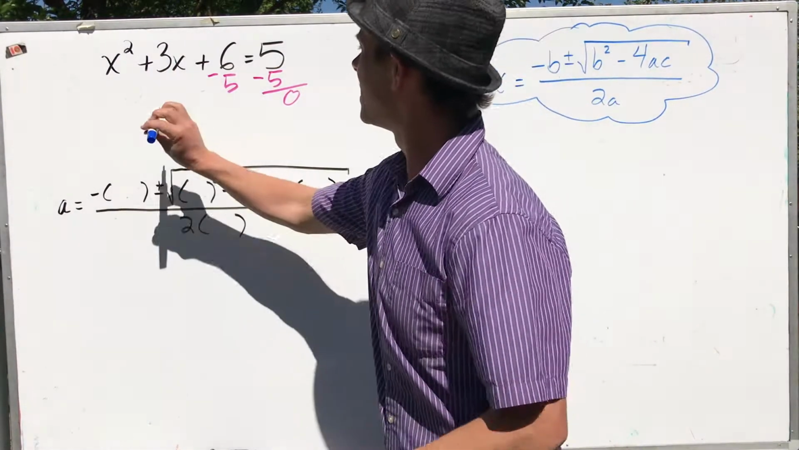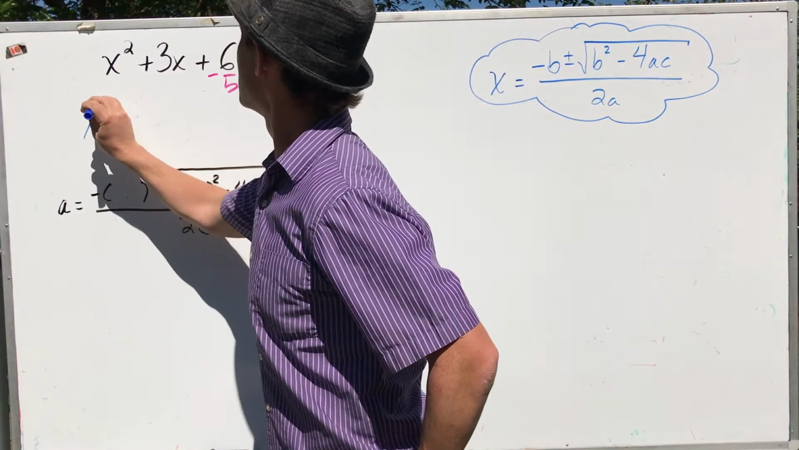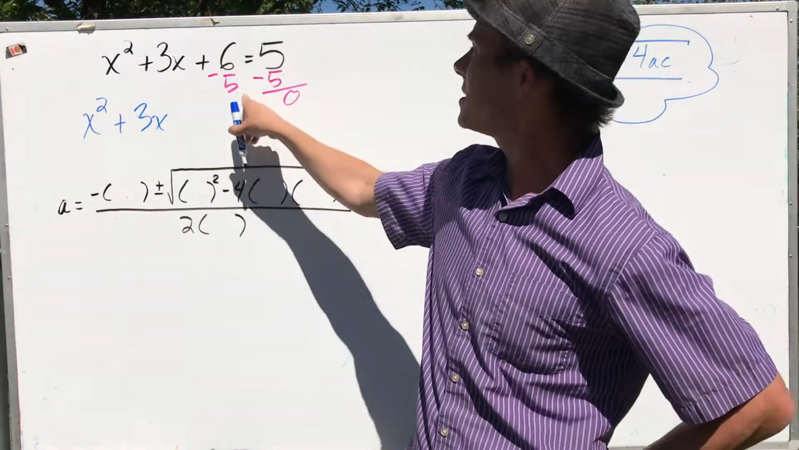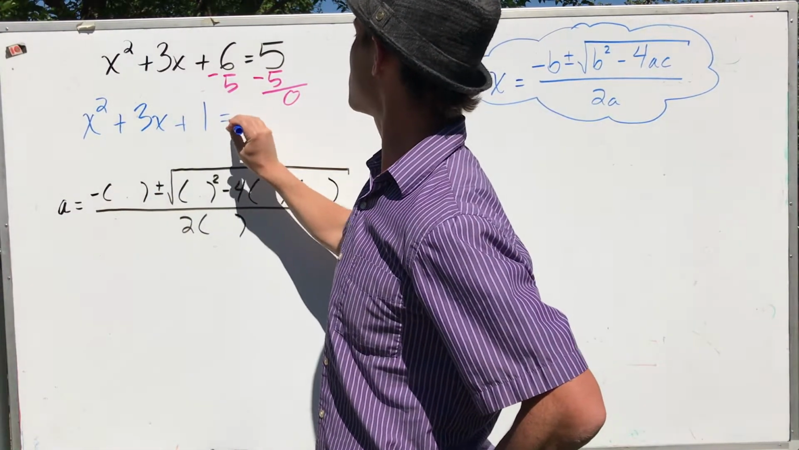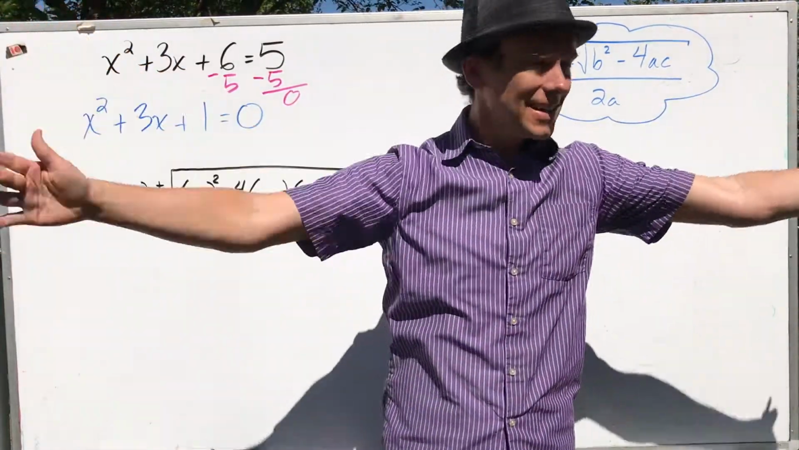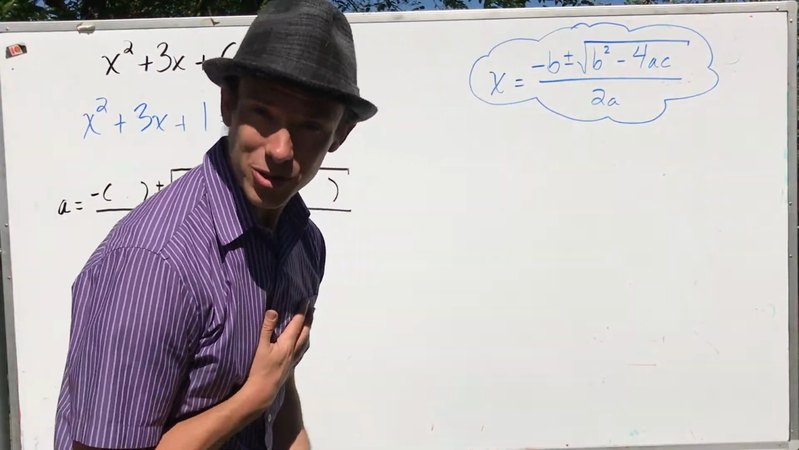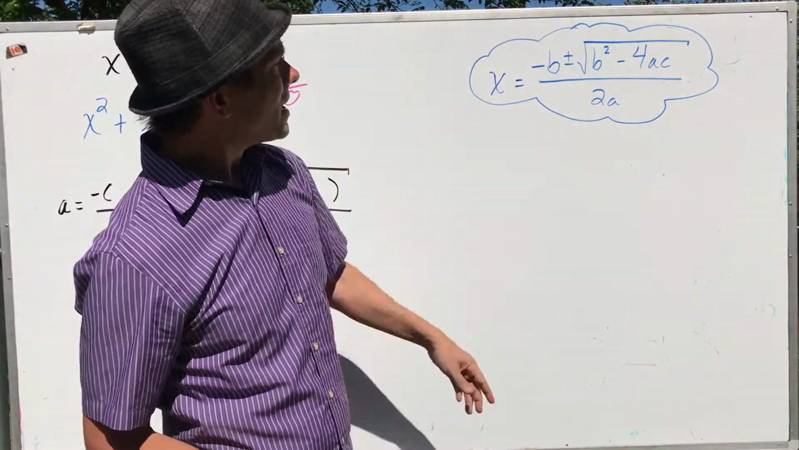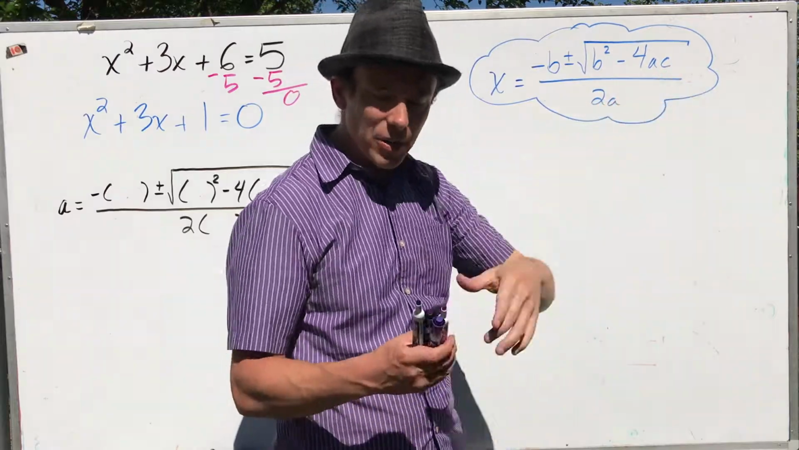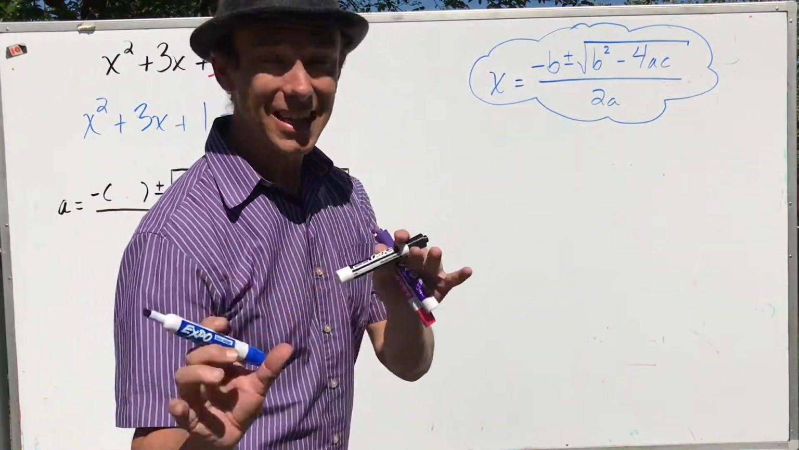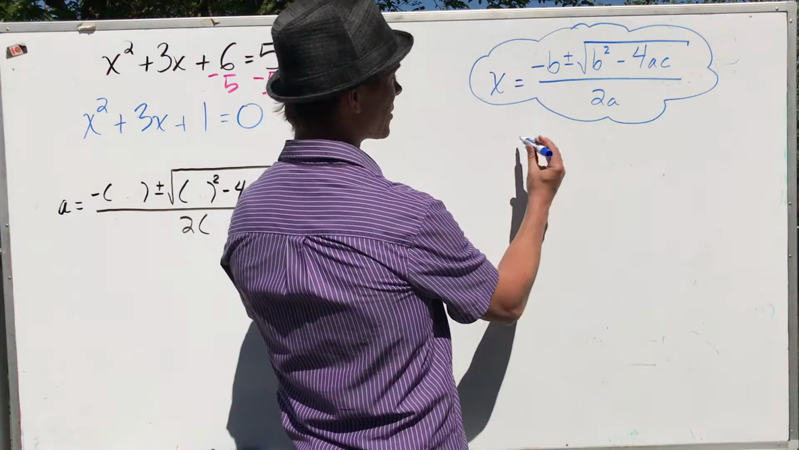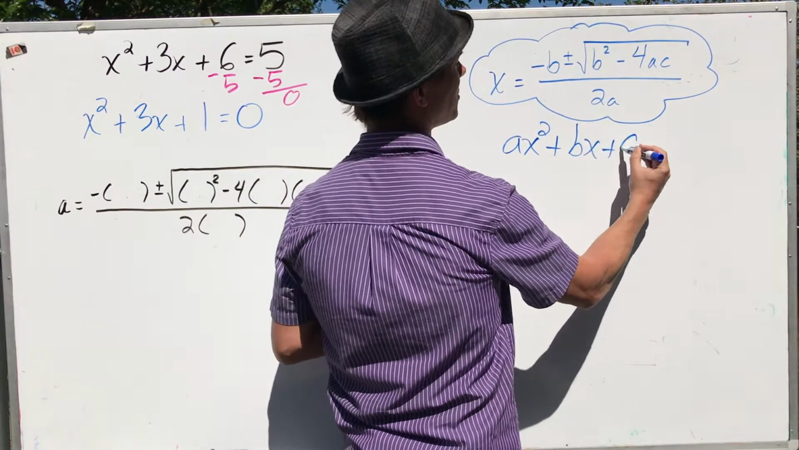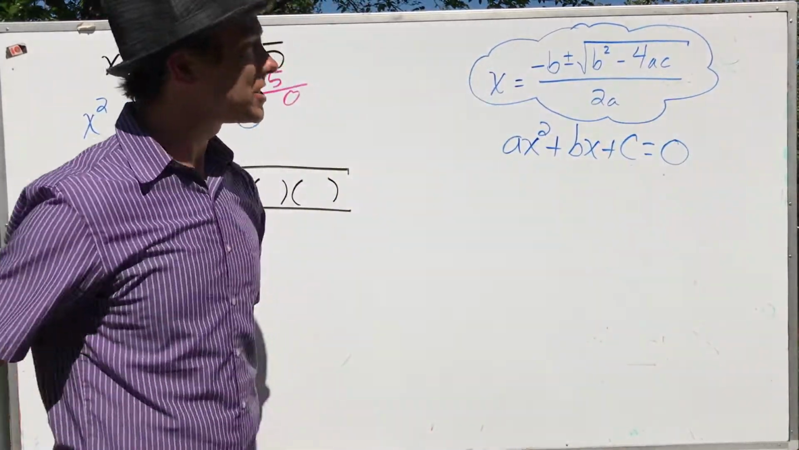All right, so now we go here, we go x squared plus 3x. I subtracted 5, so now I'm at plus 1 is equal to 0. Ta-da! Now I can use me some quadratic formula. I do have the formula here for you. This A, B, and C is referring to the standard form of a quadratic. So I can write it here. It's really looking for you to get into that situation.